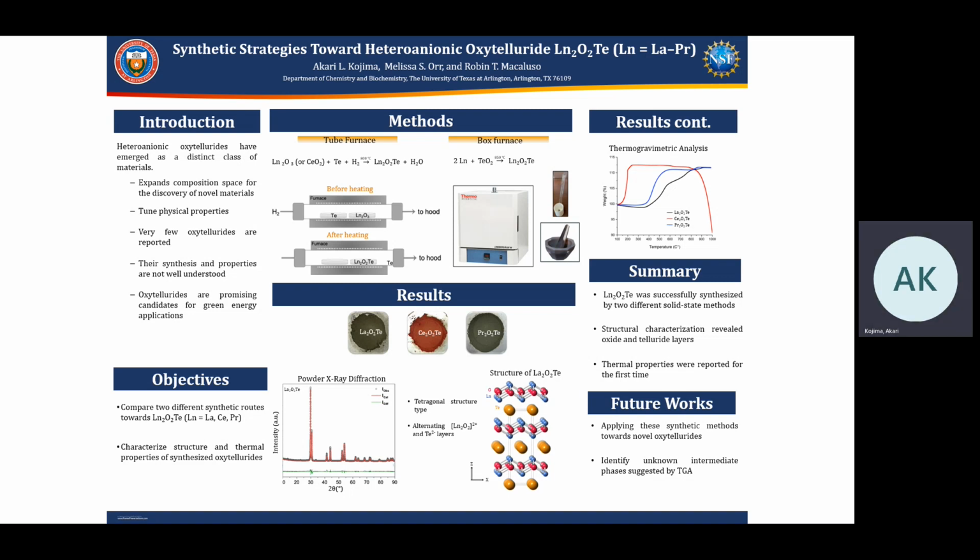Moving forward, we now know that the two synthetic methods are successful in synthesizing lanthanum, cerium, and praseodymium oxytellurides, and we can apply these methods towards novel oxytellurides. We also have revealed structural characterization of the oxide and telluride layers and the thermal properties. With the observed unique thermal properties of these oxytellurides, we are currently investigating the unknown intermediate step suggested by the thermogravimetric analysis.